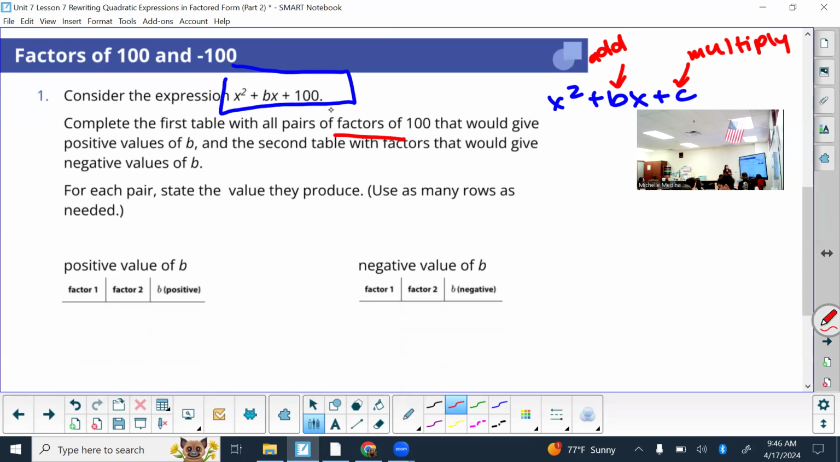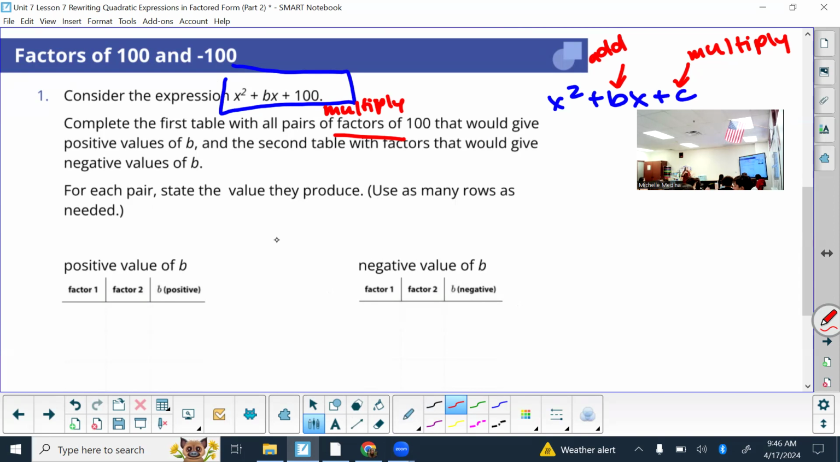What do we do with factors? We multiply with factors. So when I say I want factors of 100, I want pairs of numbers that multiply to 100. And just like in the warm-up, you saw that there's lots of combinations. You're going to sort those factors by whether or not they would give a positive value of B. So when you add them, would it be positive, or would it give you a negative value of B? Use as many rows as you need, but that's what you're doing first.